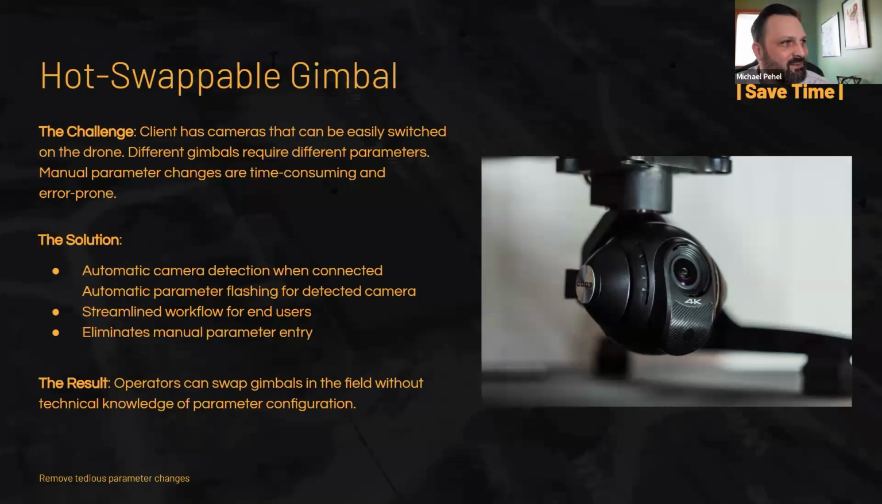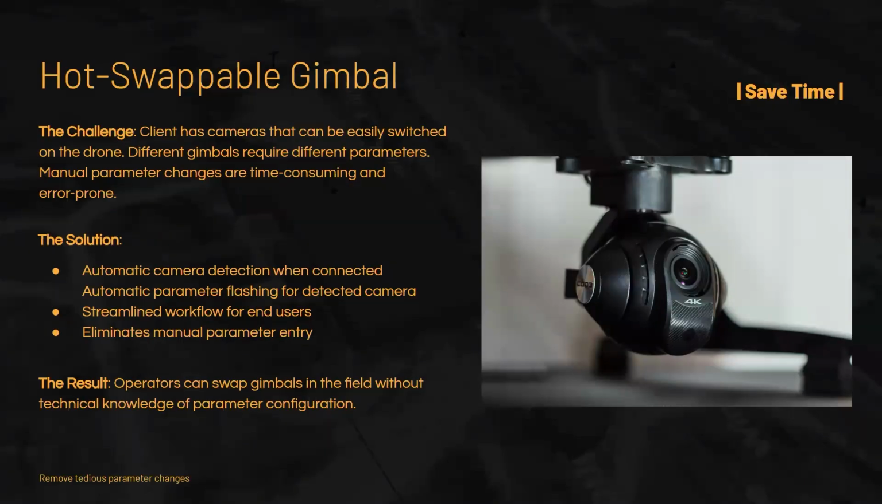So the first example would be a hot swappable gimbal, which I think I kind of hinted at in the cameras and payload systems. What if you have a gimbal that you want to easily switch out for another gimbal? Very often these payloads have specific parameters that you want to set, and if you expect users to manually change them, it's very time consuming and error prone. On top of that, there are so many parameters that you might have to reboot the vehicle to set them. So the solution for this would be automatic camera detection when connected.